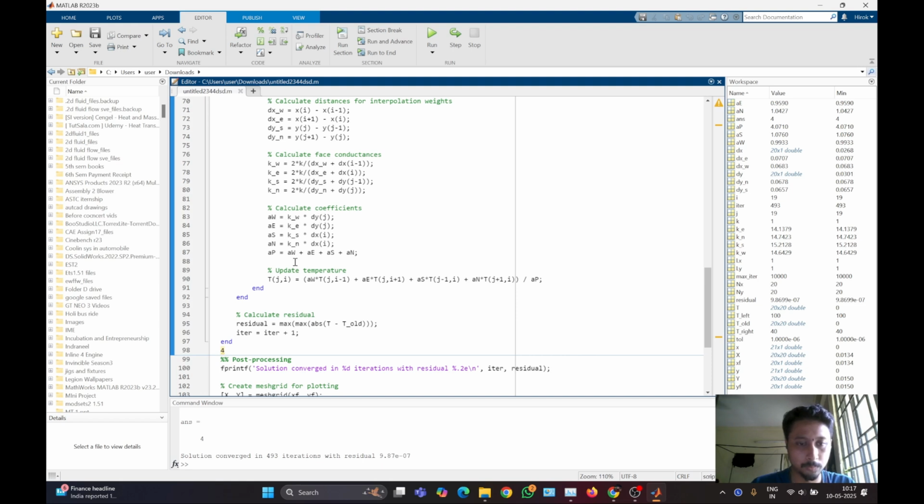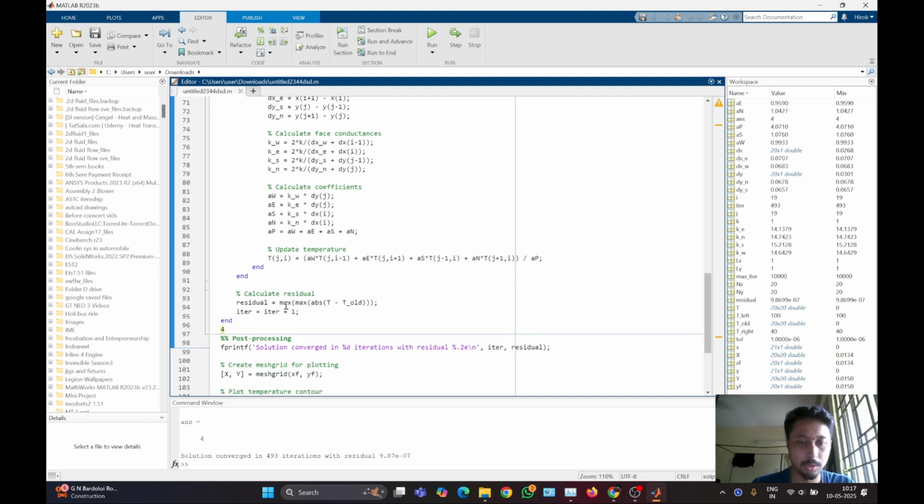dyg. And we update our temperature using this formula: AW into T at J minus 1, for each coordinate, divided by AP, which is basically the sum of the four coefficients. That way we get the updated temperature of each grid point.